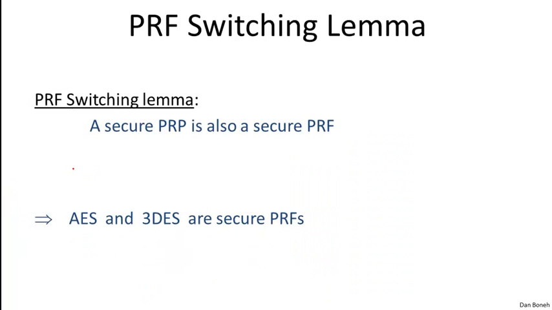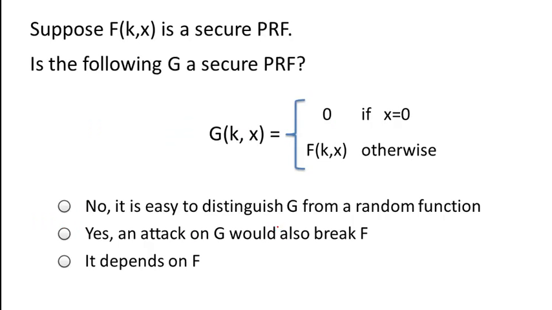Just a simple fact for you. It turns out that a PRP is strictly stronger than a PRF. In fact, any secure PRP is also a secure PRF. That means things like AES and triple DES, we're also going to think about as pseudo-random functions. We'll see why that's relevant later on.